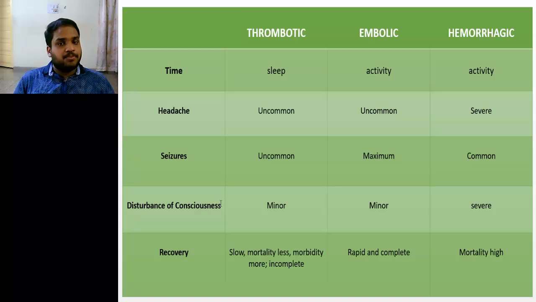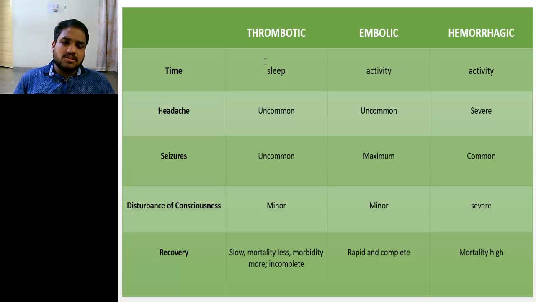Now the time. In case of thrombotic stroke, it usually occurs during sleep. That is, the usual time is between 2 to 4 am. During sleep it occurs, while embolic stroke occurs during activity. That is, usually in the morning, 8 to 10 am is the time. And hemorrhagic stroke usually occurs in the evening, about 4 to 6 pm. So these are the most common times when these strokes occur.